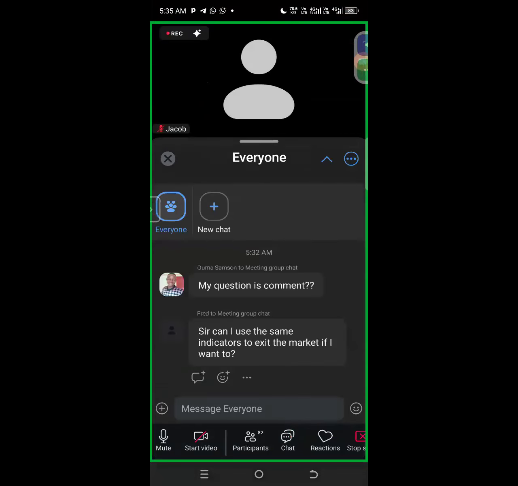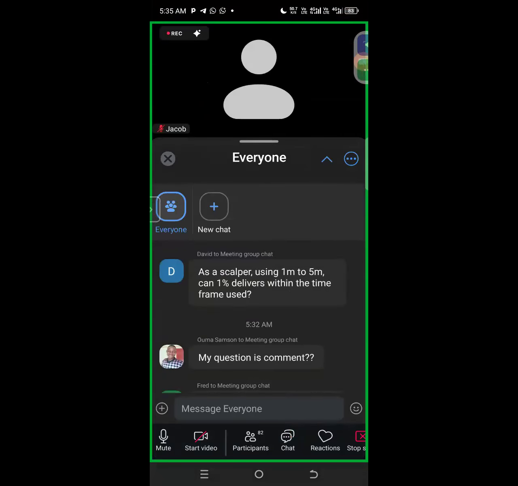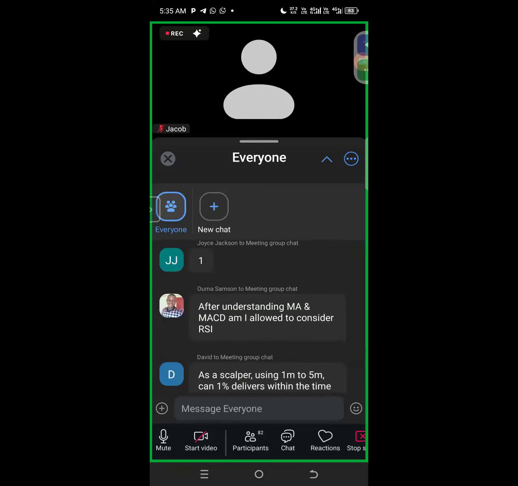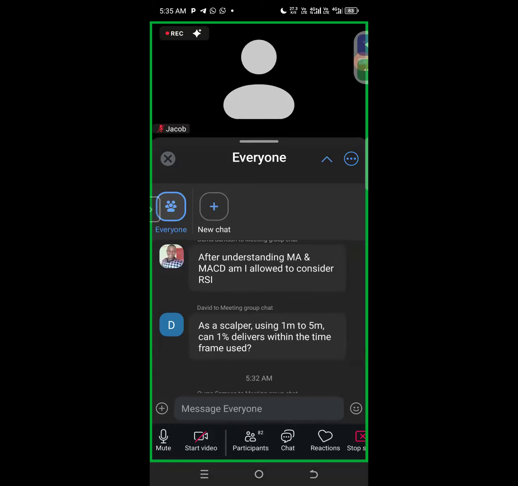All right, so let me address the questions in the chat. After understanding moving average and MACD, am I allowed to consider RSI? Yes, of course. If you have further knowledge about RSI and you want to use it, why not?